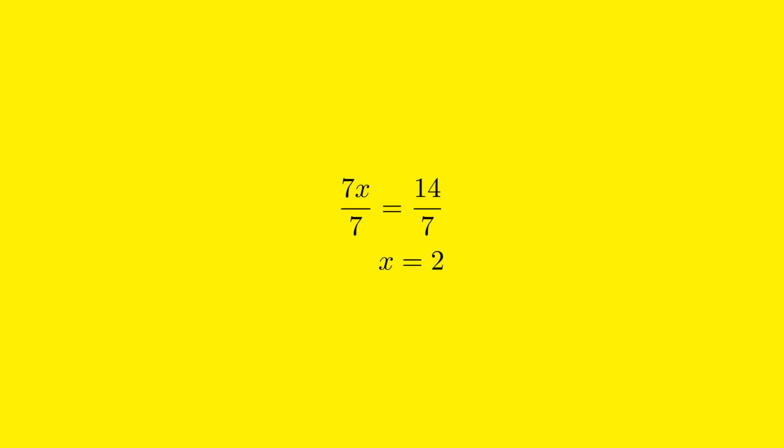So the equation 7x equals 14 is divided by 7 on both sides. On the left side, 7 divided by 7 cancels out to 1, leaving just x alone. On the right side, 14 divided by 7 equals 2. Therefore, after dividing both sides by 7, we now have x equals 2. This is the final step in our solution.